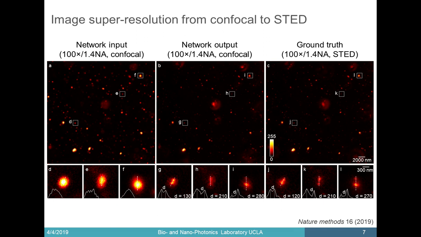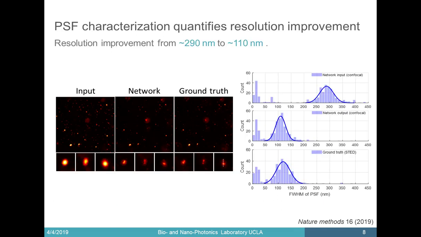We can also apply this framework to confocal images and super resolve them to match the resolution of STED microscopy. Here, these images show 20 nanometer fluorescent nanoparticles. Some of them are closely spaced and cannot be resolved by the confocal microscope. However, the neural network can successfully resolve them and matches the ground truth images. We also draw cross-sections to confirm this agreement.